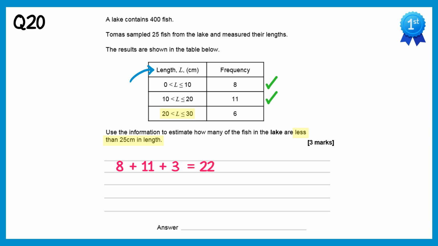Now this is only from our sample. Thomas sampled 25 fish, it says in the question, so 22 of the 25 fish were less than 25 centimeters. But we want to estimate how many of the fish in the lake were less than 25 centimeters. In the question right at the top it tells us there are 400 fish in the lake. So we can do 22 over 25 times 400. Use your calculator and you'll get 352 fish.